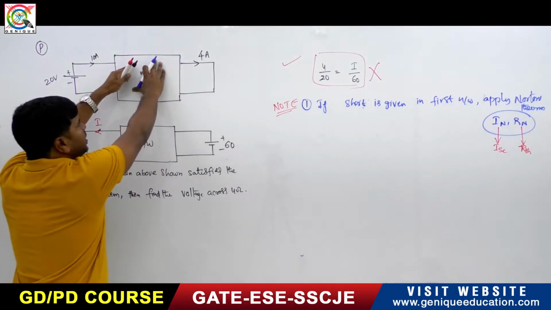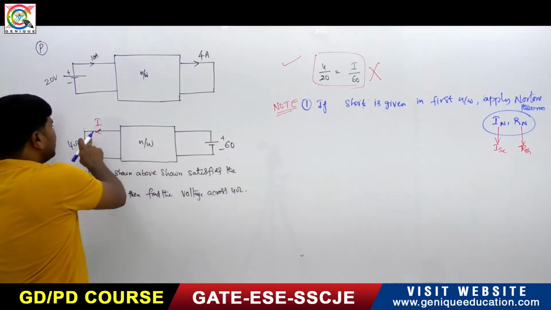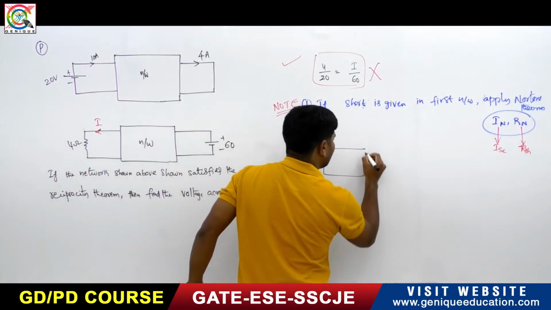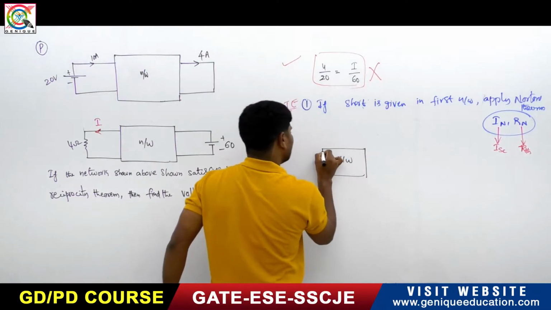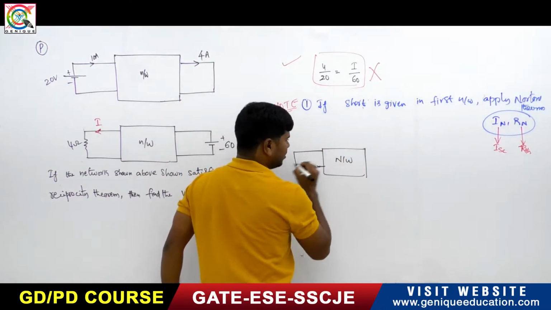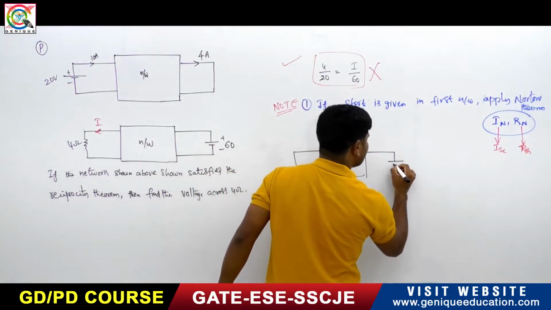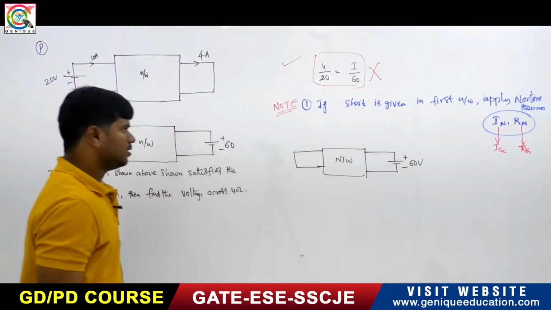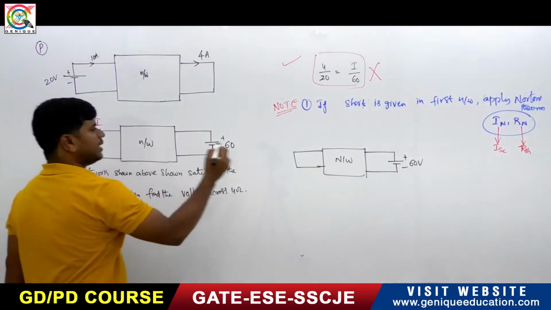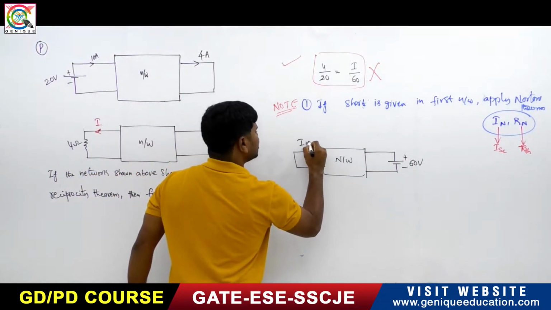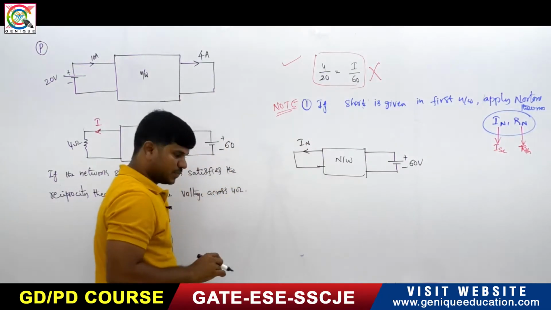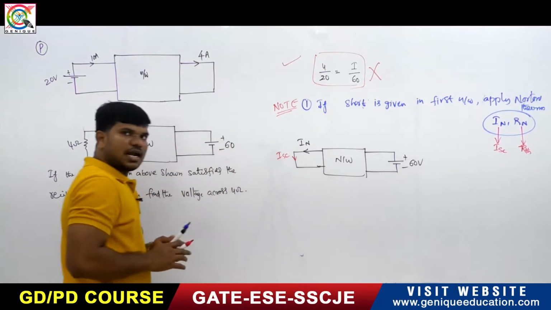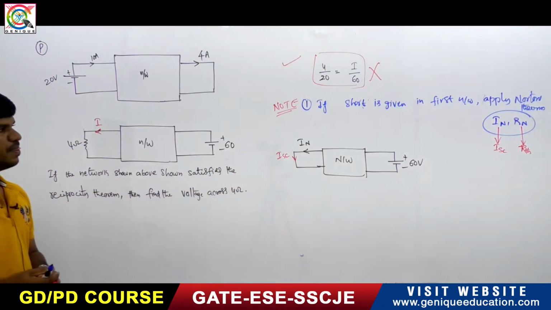I am taking a short circuit here for this circuit. I have to make this side of the network short circuited. Here it is given as 60 volts, but here I am doing a short circuit. So this current is called the short circuit current. This current is also called the Norton's current.